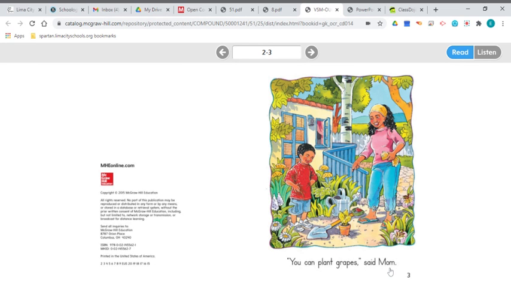Now, I want to call your attention to these little marks right here. They are called quotation marks. And you see quotation marks here and quotation marks here. And inside these two quotation marks are all the things that Mom said. So if someone says these exact words that the author wants us to know, they put them in quotation marks. You can plant grapes, said Mom.